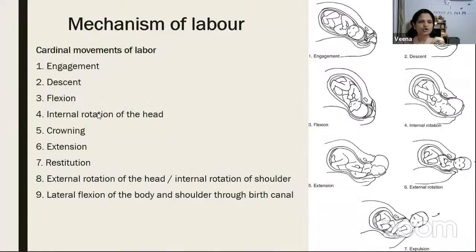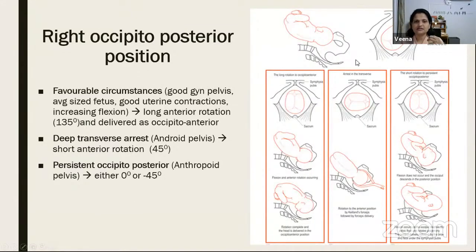So now, I'll be sharing my screen again. This is the whole thing. Can you see my screen now? Yes, ma'am. So we have engagement, descent, flexion, internal rotation, crowning, extension, restitution, external rotation, and lateral flexion. The same moments we discussed till now. Now, this is the ROP position. Can you see this?